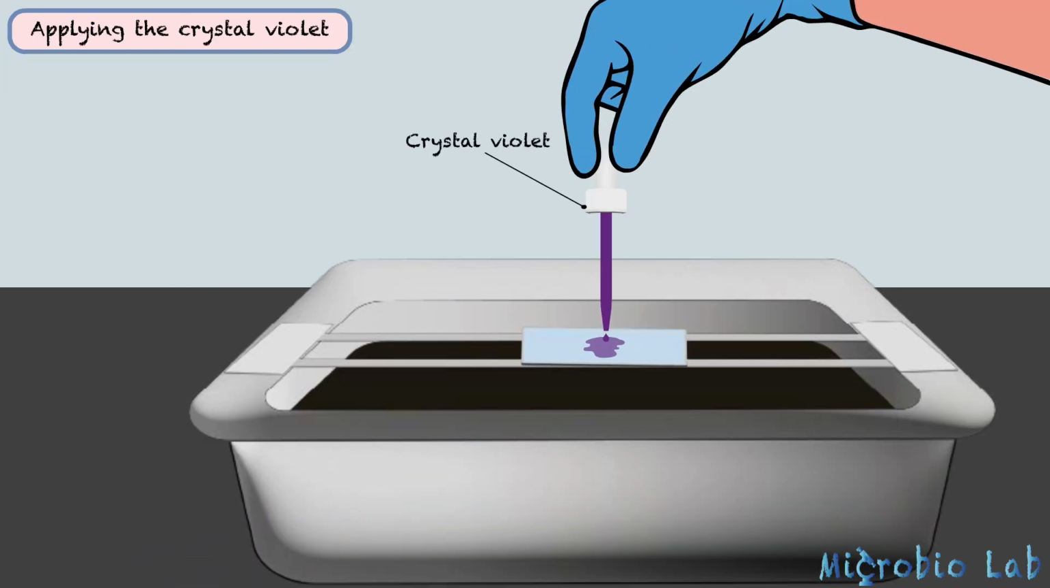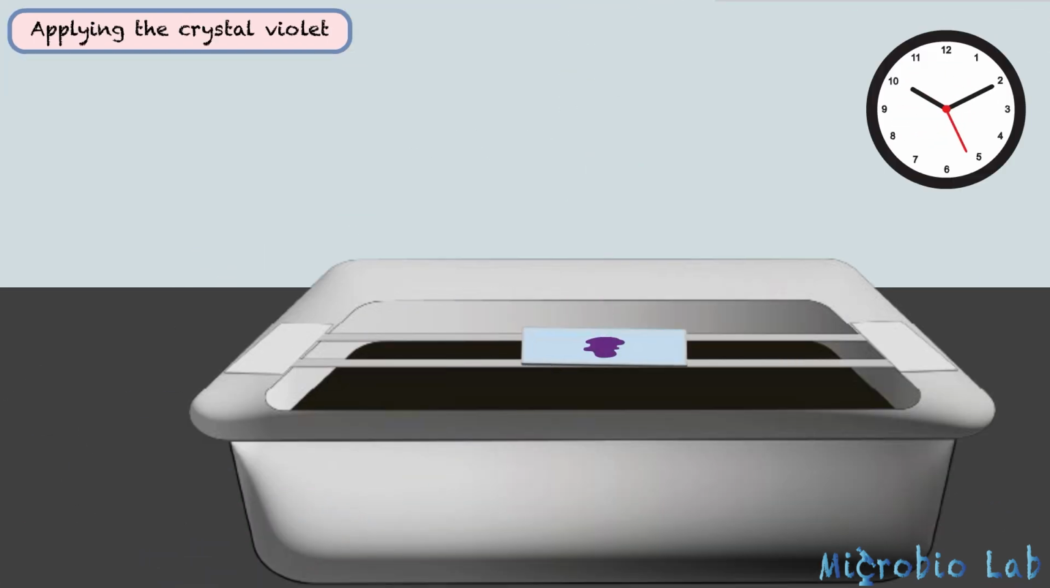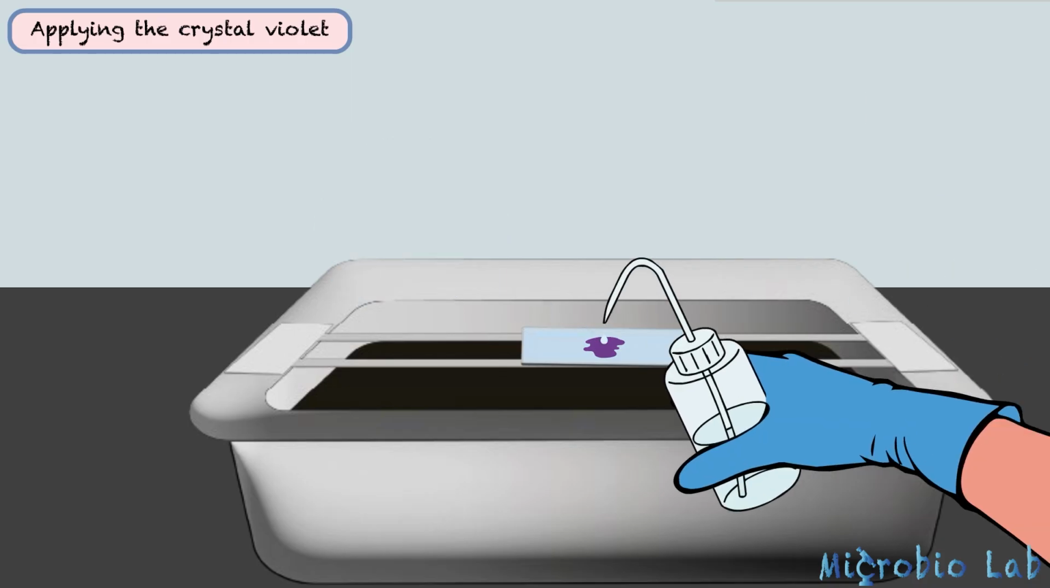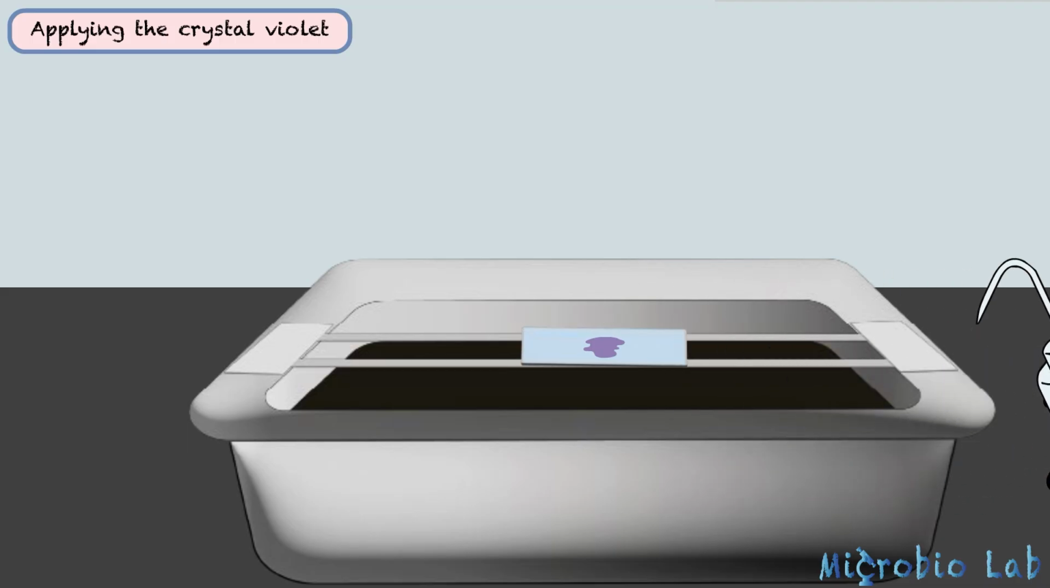Apply crystal violet stain to the smear and let it sit for 1 minute. This primary stain will initially color all the cells. Rinse the slide gently with water to remove excess stain.